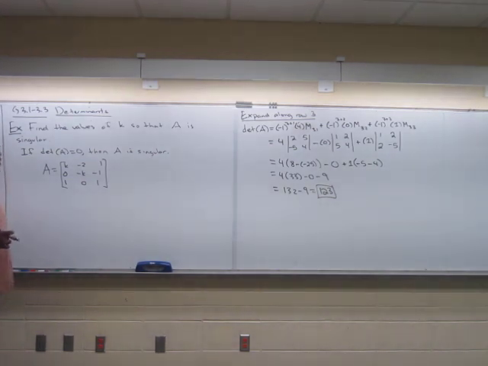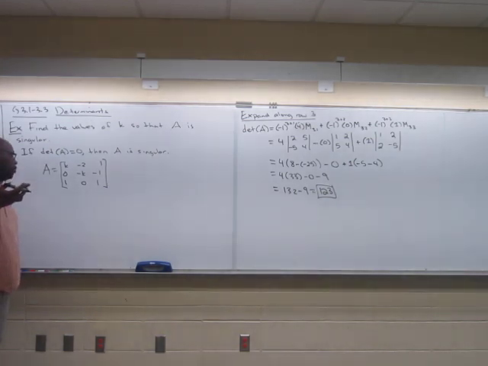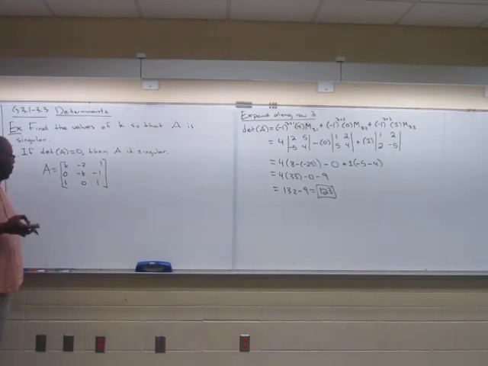I want to use the cofactor method again, right? What row or column would you use to be able to determine the values of K that would make this work? You have several rows, right? I mean, row 2 would be good. Row 3 would be good. Column 1 would be good. Column 2 would be good, right?